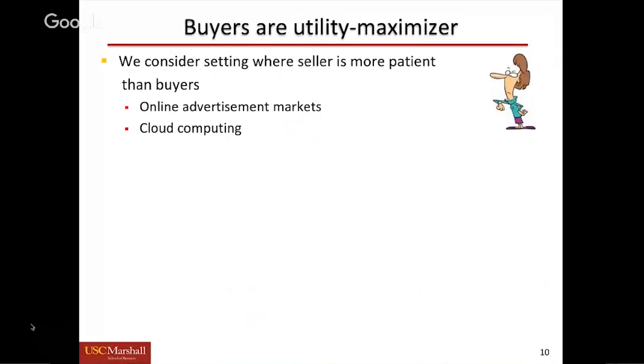Okay, we are still in the model section. So we are assuming that the buyers are utility maximizers.